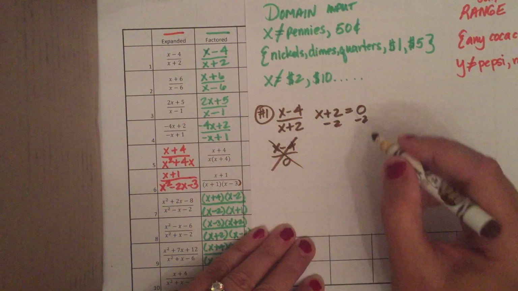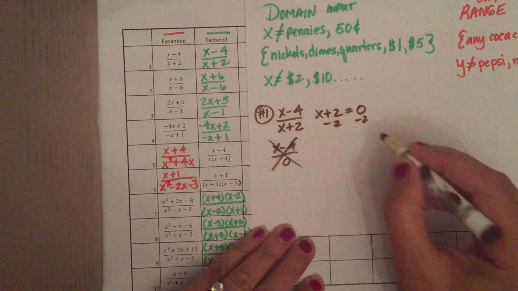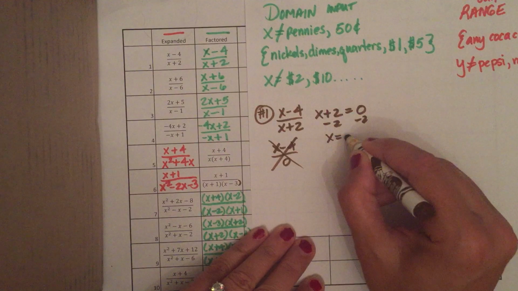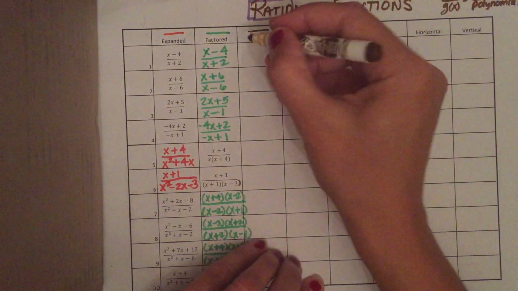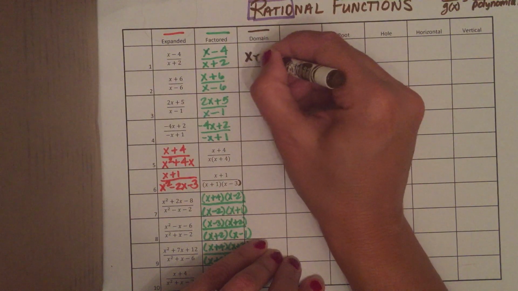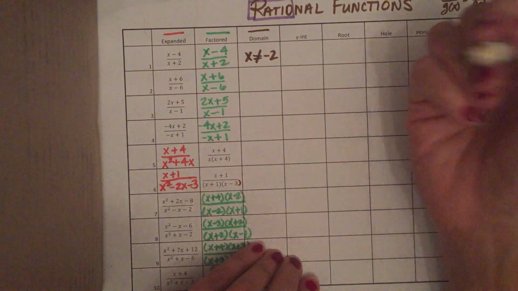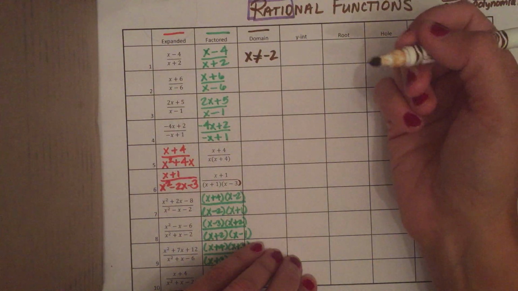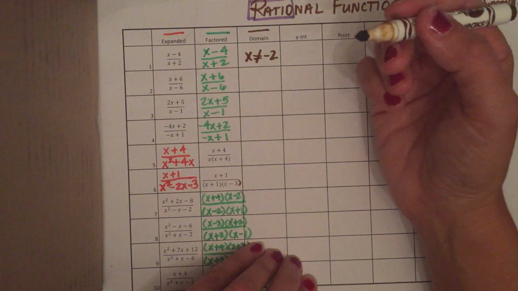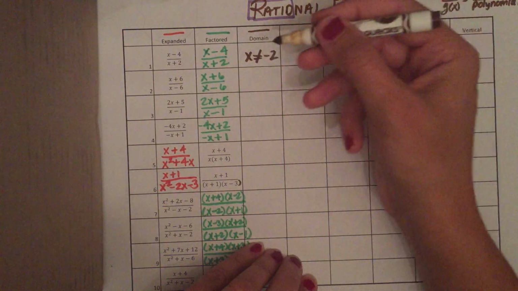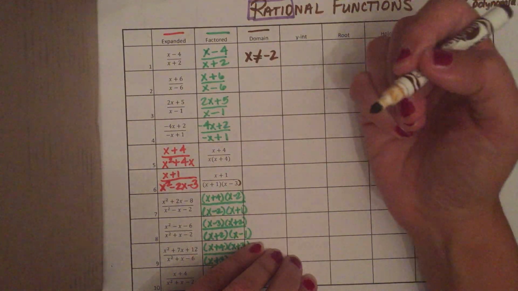and we can't do that. So I have to find out what is the one value that will make this 0. And when I solve it, I get negative 2. So your domain is all numbers, but x cannot equal negative 2. That's all you have to put. X does not equal negative 2. If you want to put all real numbers, you can do that as well. But for right now, I just want to know what our restrictions are for the domain. What can x not equal?